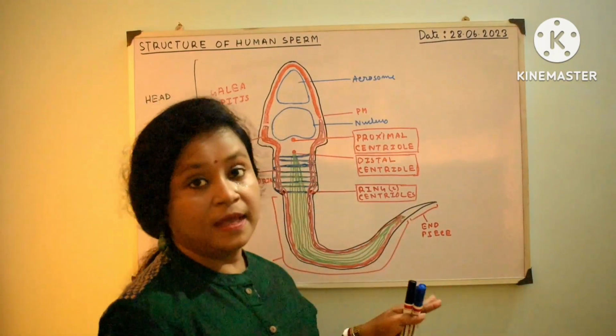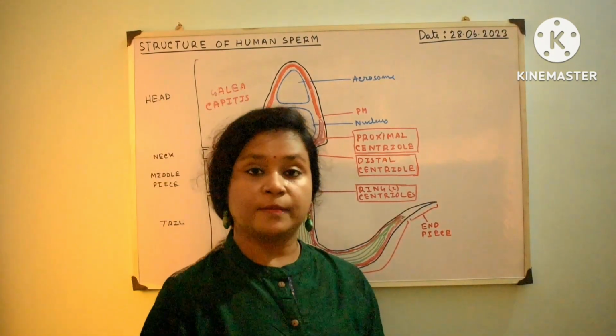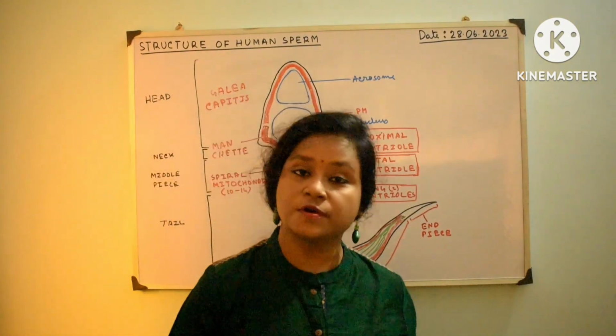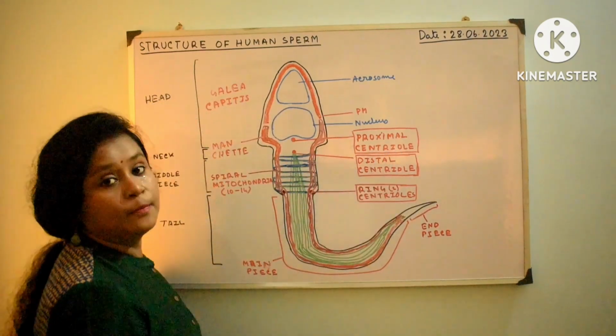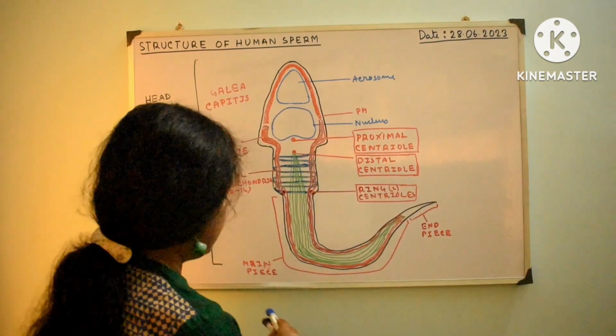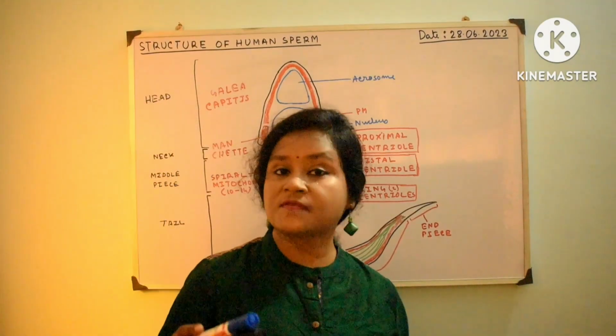Now this diagram of the structure of a human sperm is very important, and in your exam, if you have a question to draw and describe the structure of a human sperm, you should draw and properly label this diagram and mention the title here, human sperm.